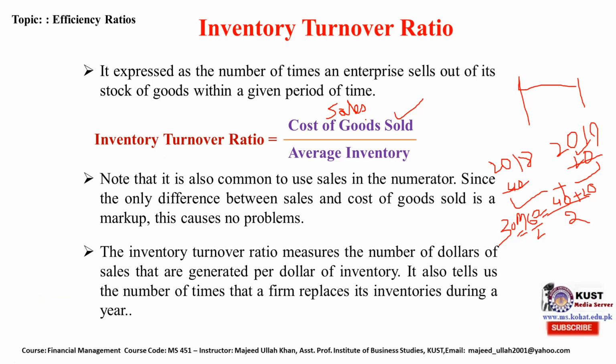If we use sales, it will show how much we are holding in inventory, how much investment we hold in inventory, and how much sales it generates. So some use sales instead of cost of goods sold. Even if inventory for the two years is not available, then inventory for that specific year may be used as a denominator.